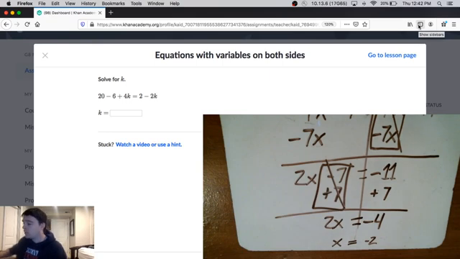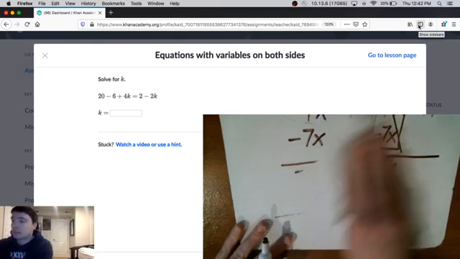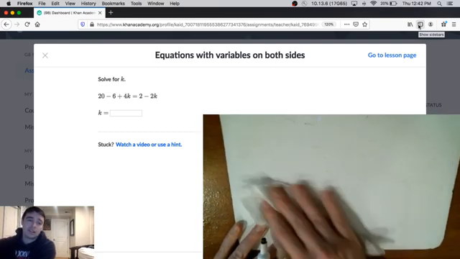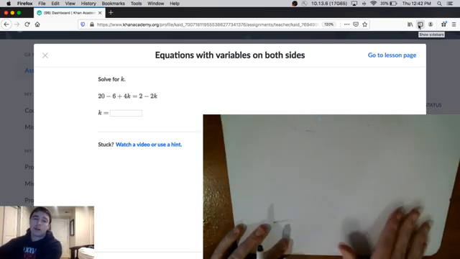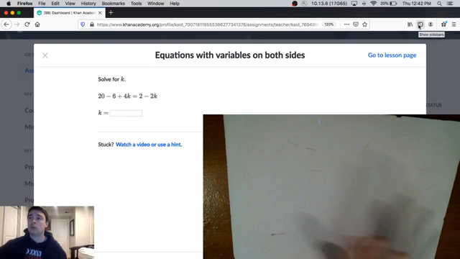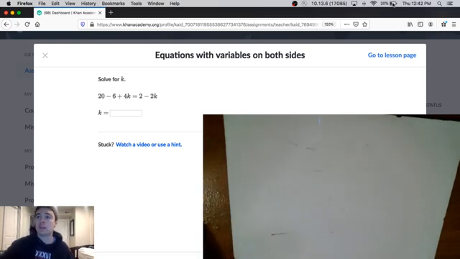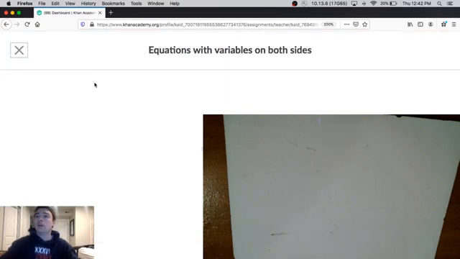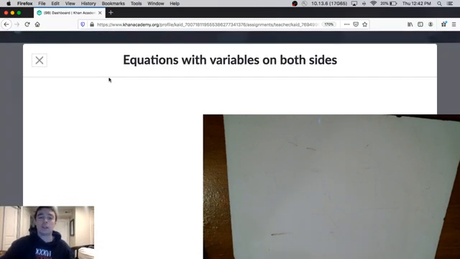Okay, as I'm erasing my whiteboard, take a look at that next equation. It says 20 minus 6 plus 4k equals 2 minus 2k. And I should have zoomed in. Give me 1 second to do that. So here's that equation a little larger for you.